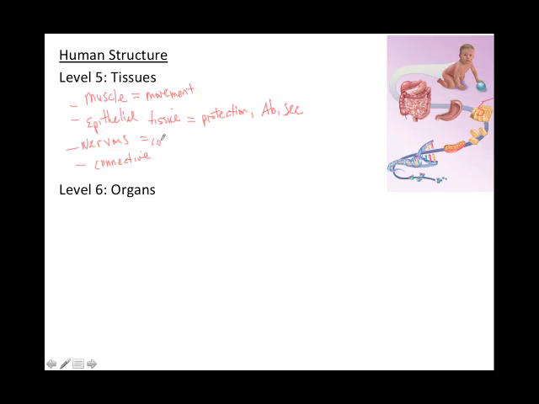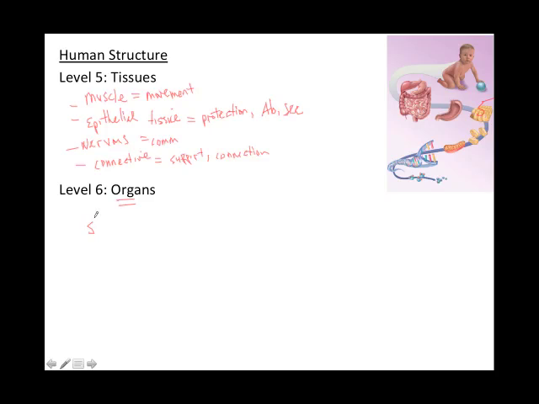Nervous tissue is involved in communication, and connective tissue is kind of a hodgepodge of tissues actually, but really it's involved in support and, like the name implies, connection. So connecting a lot of different tissues and cells together. Now, what we can do is take these different tissues and lump them together based on a common function to create what we call an organ.